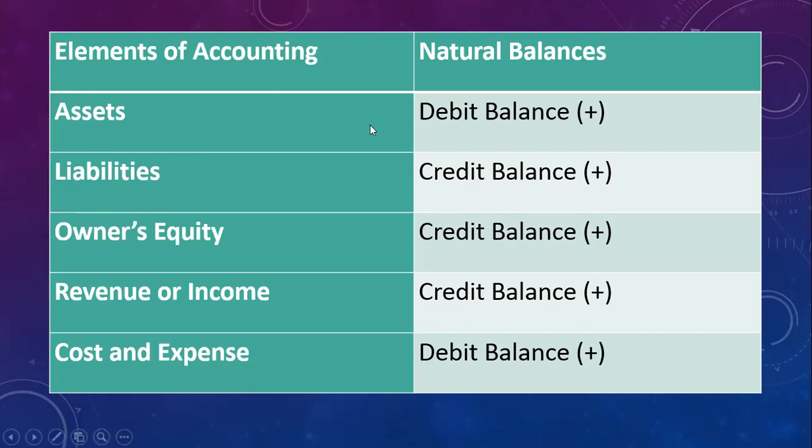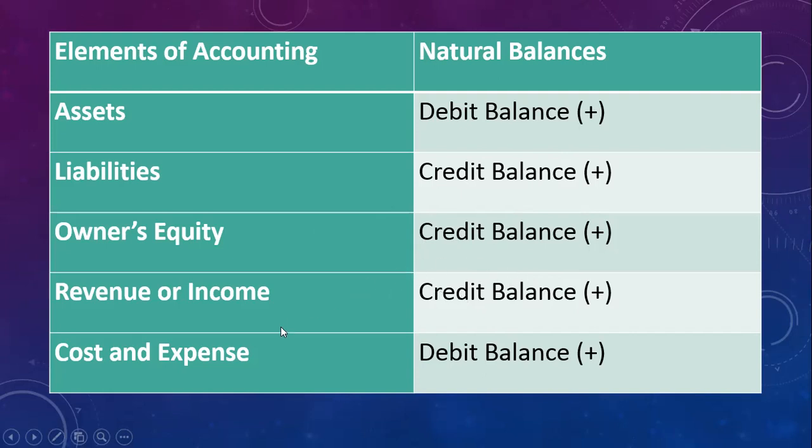Etong liabilities naman, pag nag-increase daw po ang liabilities natin, automatic malalagay siya sa credit. Okay? So, kung mapapansin nyo, yung T accounts natin, di ba? T accounts. Kaya nga po, sinabing T accounts, sa left side yung debit, then sa right side yung credit. Okay? So, yung liabilities, pag nag-increase siya, ilalagay nyo sa credit. Then, yung owner's equity, pag nag-increase siya, sa credit. Okay? Then, same sa revenue or income. So, pag nag-increase siya, under credit.